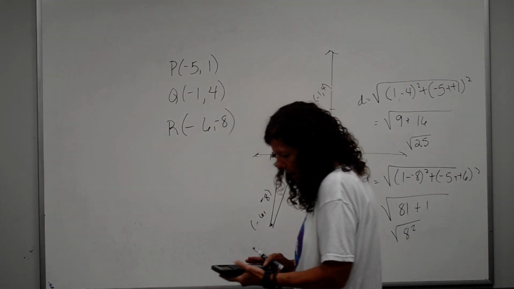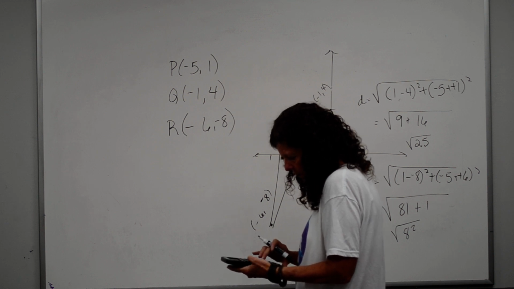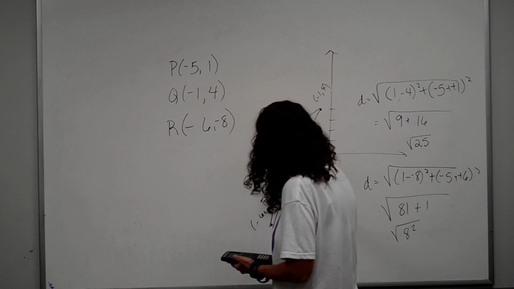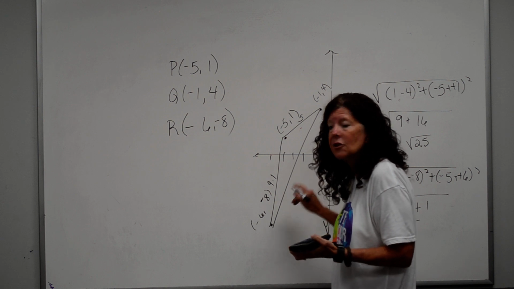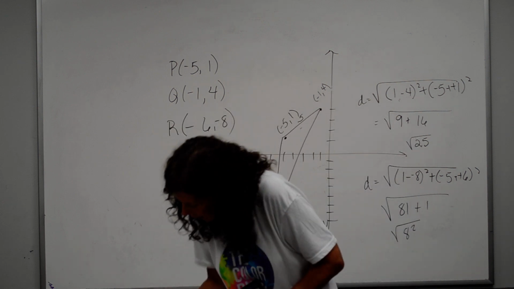So I'm going to round it. So I've got the square root of 82. Oops, I looked at the square root of 81. So this is approximately 9.1. Then I would do the same thing here. Then when I finish, I'm going to add them all up, and that's going to be my perimeter. Okay?